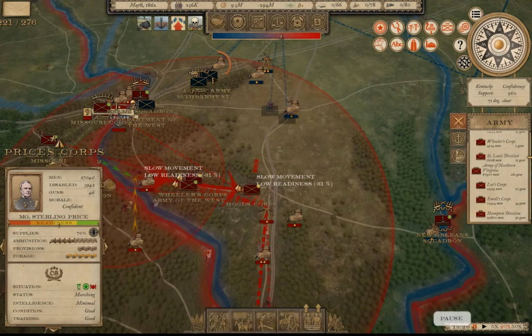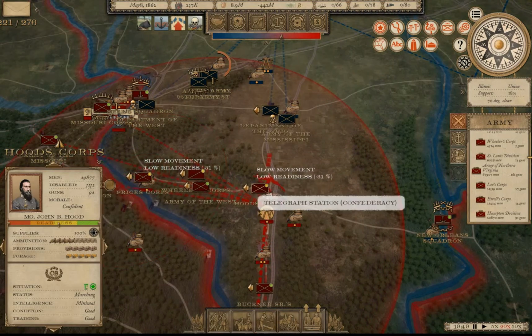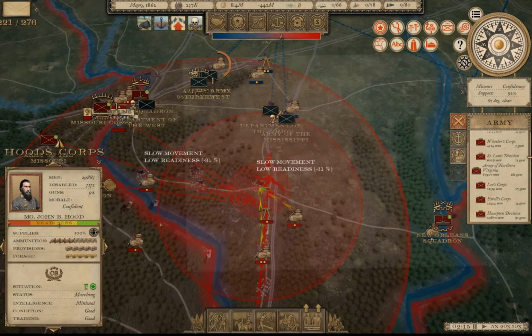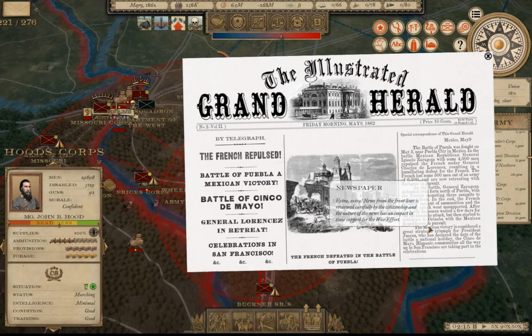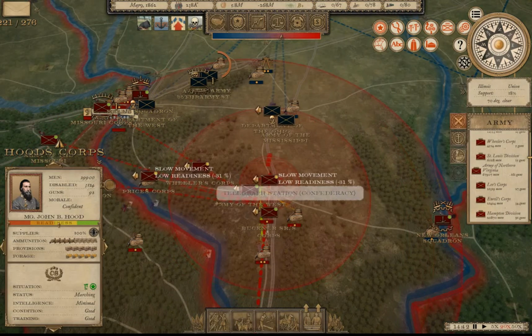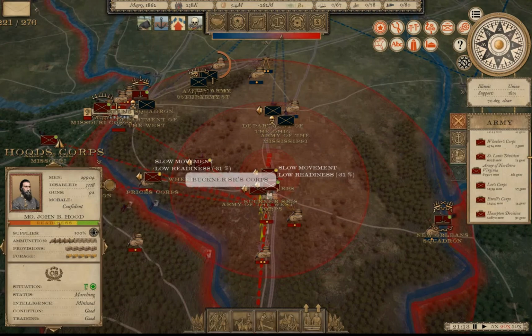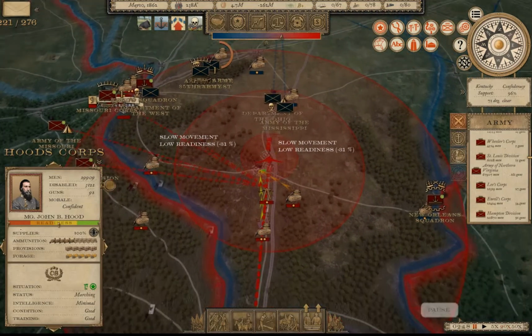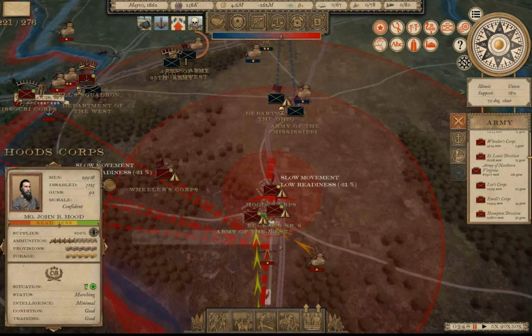Slow movement, low readiness. So Hood is off to a sluggish start. The French is repulsed at the Battle of Puebla. Mexican victory, Battle of Cinco de Mayo. You can see Buckner's corps moving quickly now.